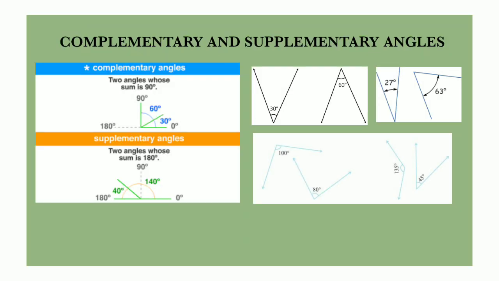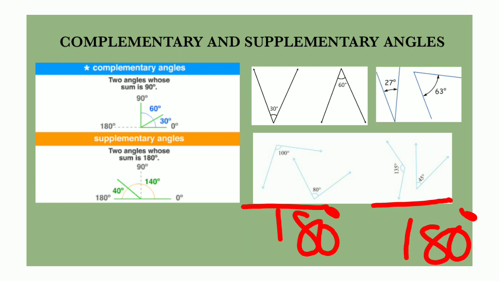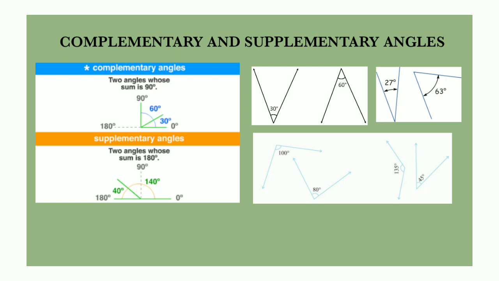Okay, now let us learn some pairs of angles. First one is complementary angles and the second one is supplementary angles. Okay, complementary means what? Very simple. If the sum of two angles is 90 degrees, they are called complementary angles, and if the sum of two angles is 180 degrees, they are called supplementary angles. See the example. Here 30 degrees and here 60 degrees. So the sum of these two angles is equal to 90 degrees. So they are complementary. Here 27 plus 63. So the sum of these two angles is also 90 degrees. So complementary angles. See the next two examples. The sum of these two angles is equal to 180 degrees. So these are examples of supplementary angles.